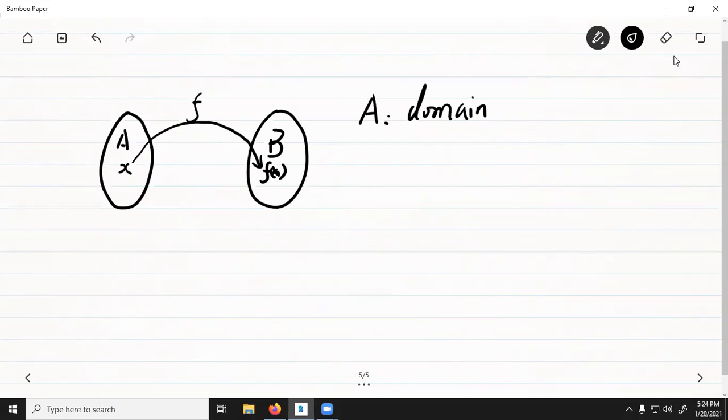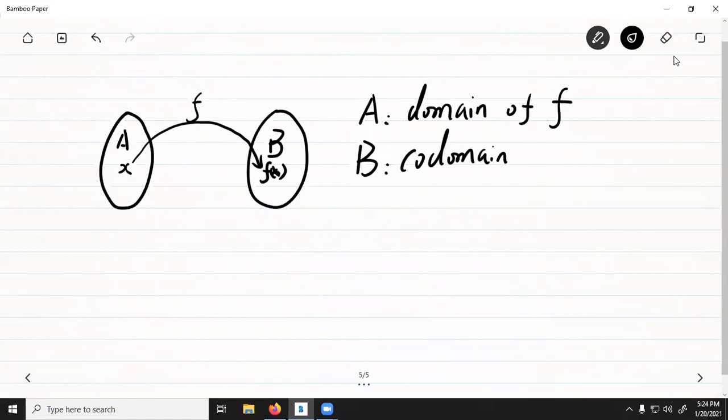So this A is called the domain of f. And B is called a codomain. B is called a codomain of this function f.